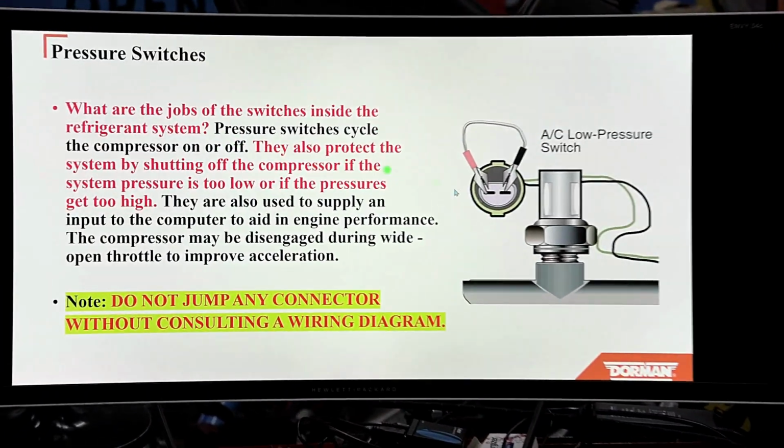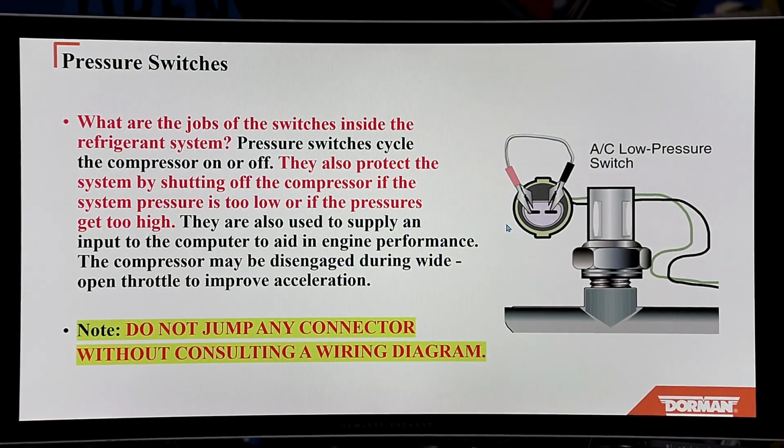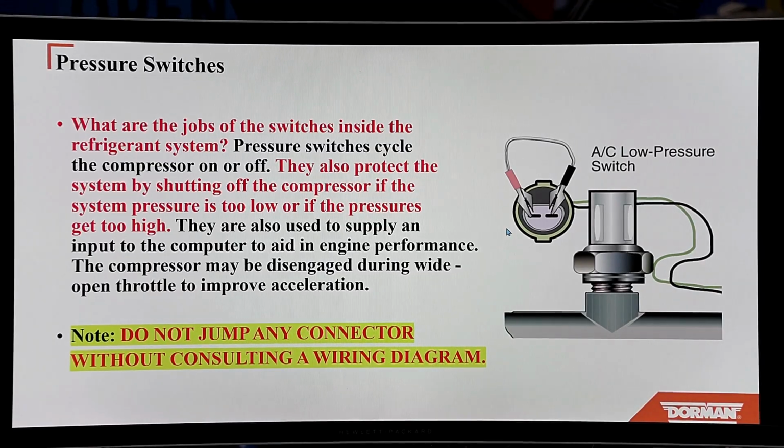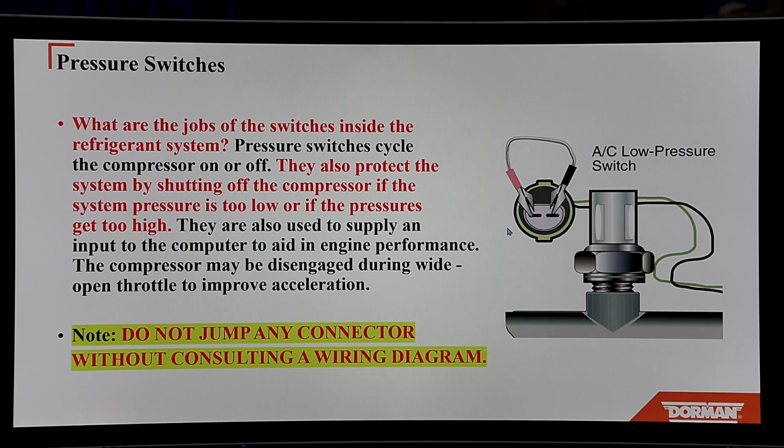Pressure switches. Well, we used to do this a lot, right? A lot of cotter pins. Remember those days, guys? We used to jump it with jumper wires. Well, what are the jobs of switches? Pressure cycling switches turn the compressor on and off. They protect the system by shutting off the compressor if the system pressure is too low or too high. Too low would be a low pressure switch. Too high would be a high pressure switch. They also supply an input to the computer to aid in engine performance. The compressor may be disengaged during wide open throttle to improve acceleration.